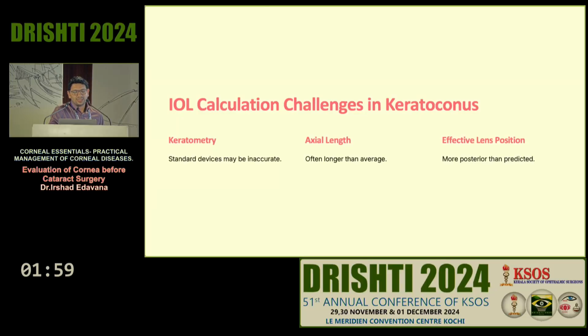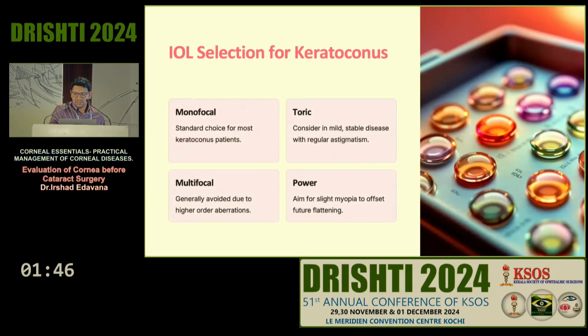In cataract surgery, we have issues with the keratometry, so a standard device may not be accurate. Axial length, as we know, will be longer, and effective lens position will also vary. So, selection of the IOLs. Most of the time we choose a monofocal IOL.